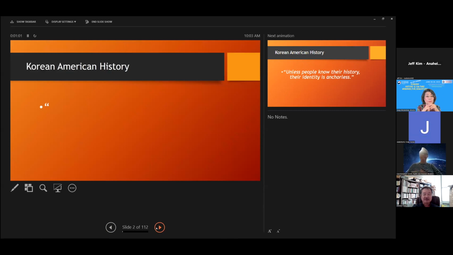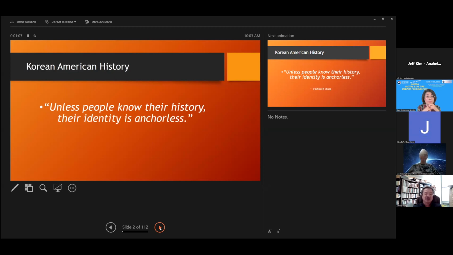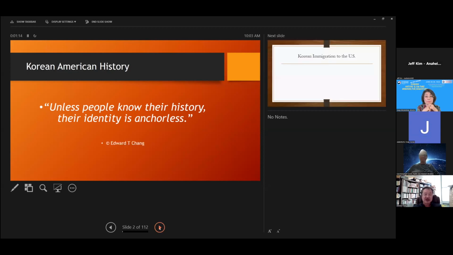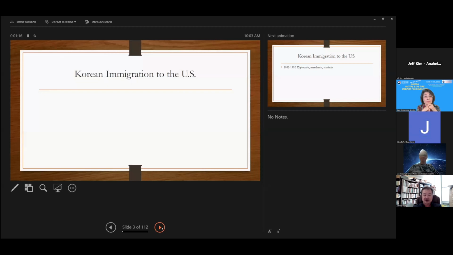I'm a firm believer in understanding and knowing Korean American history, or history in general. Unless people know their history, their identity is anchorless. That's what I believe in, and I've been telling this to my students wherever I can. Korean immigration history can be divided into 4 different stages.